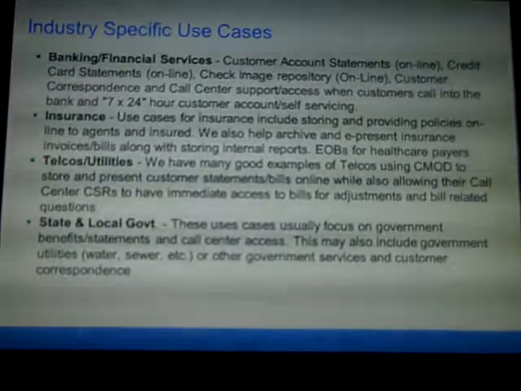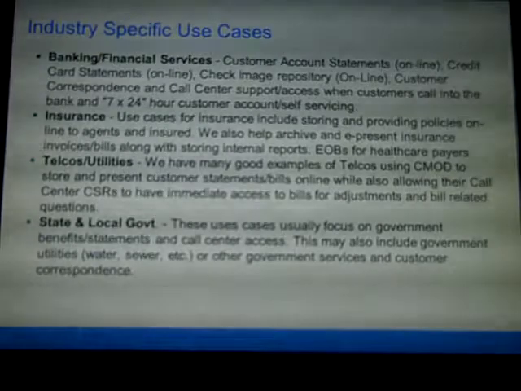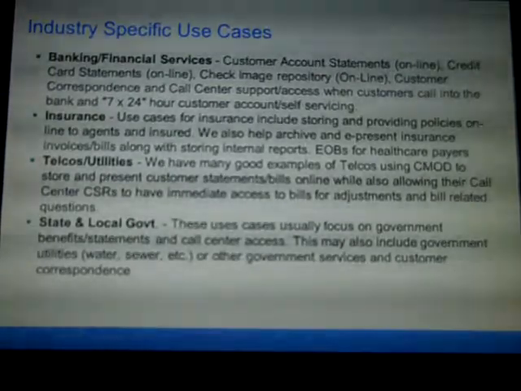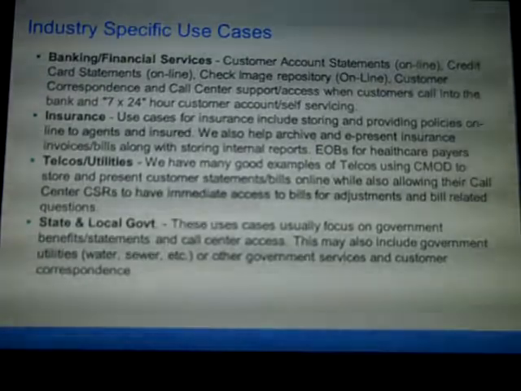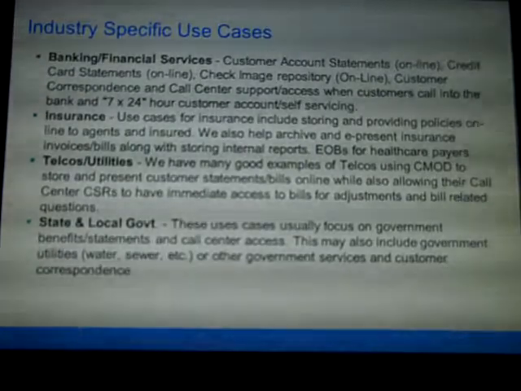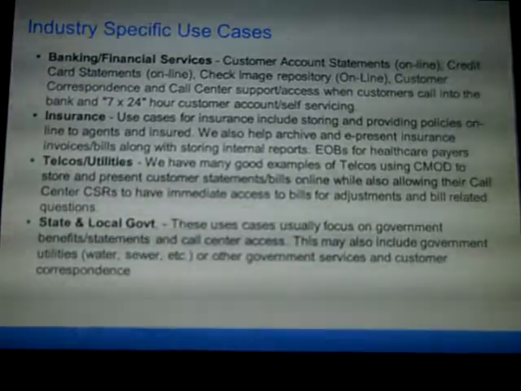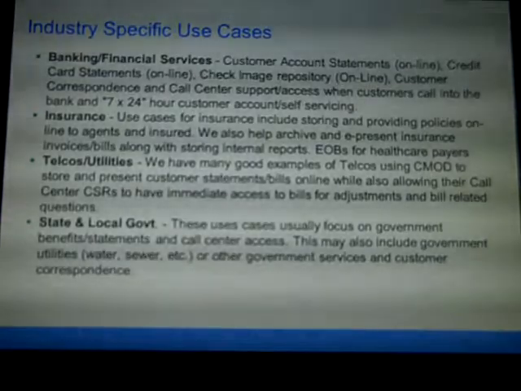Here are some very specific use cases for high volume computer output capture. In banking and financial services, you're looking at customer account statements, credit card statements, check image repository, customer correspondence, and the ability for call center support and access when customers call into the bank 24/7. And customers can also self-service over the web.